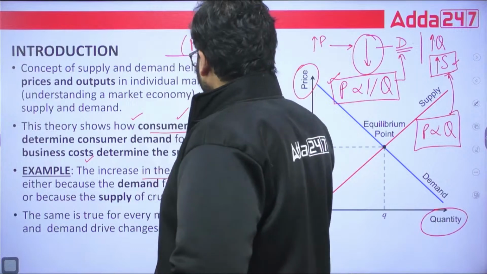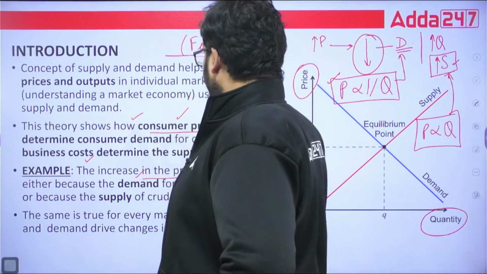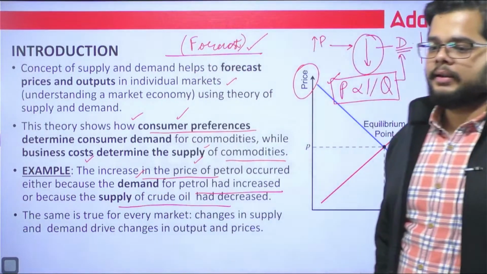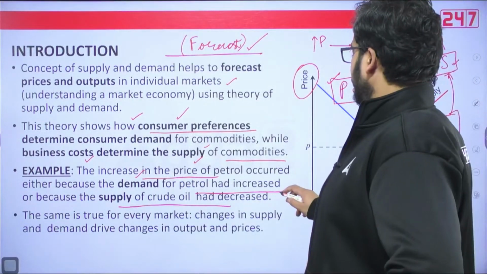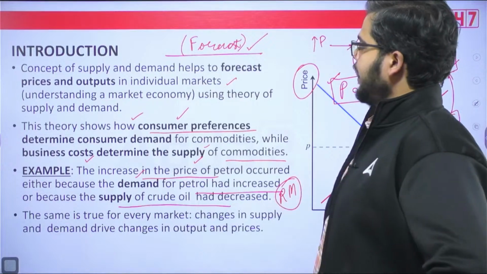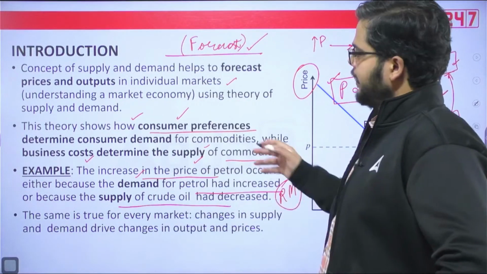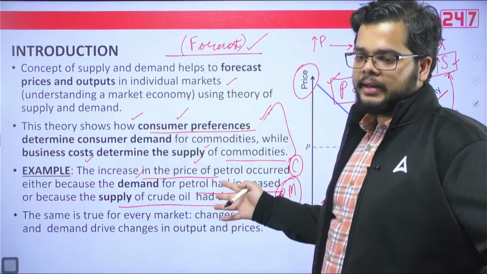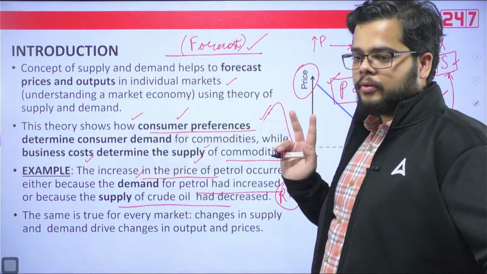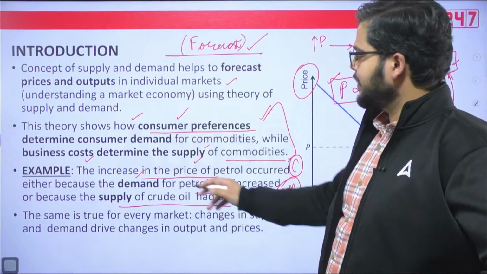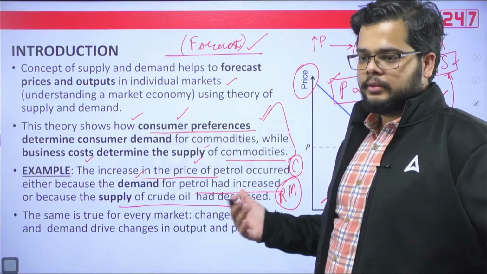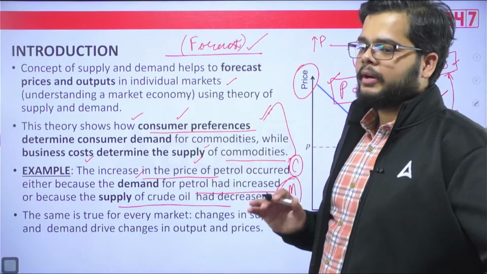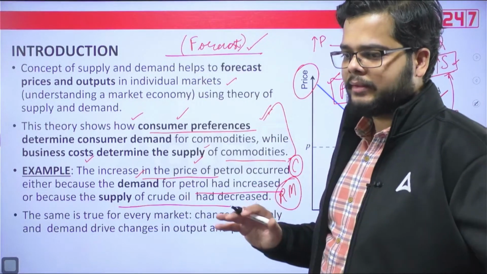For example, the increase in the price of petrol occurred either because demand for petrol has increased or because supply of crude oil has decreased. Crude oil is basically a raw material here, and demand comes from the consumer. So you can relate this fact with this example, that an increase in the price of petrol can occur only because of two things. Either the demand has increased, and in the market the petrol pumps are not left with more petrol. It's a very basic example.